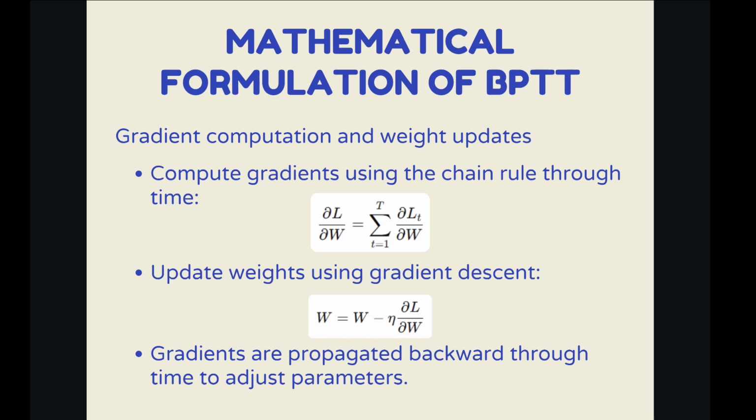Finally, we compute gradients and update weights using the chain rule. BPTT propagates errors backwards through time, accumulating gradients from each step. Weights are then updated using gradient descent, where eta is the learning rate. Since gradients are passed through multiple time steps, this process can lead to vanishing or exploding gradients, making optimization challenging.